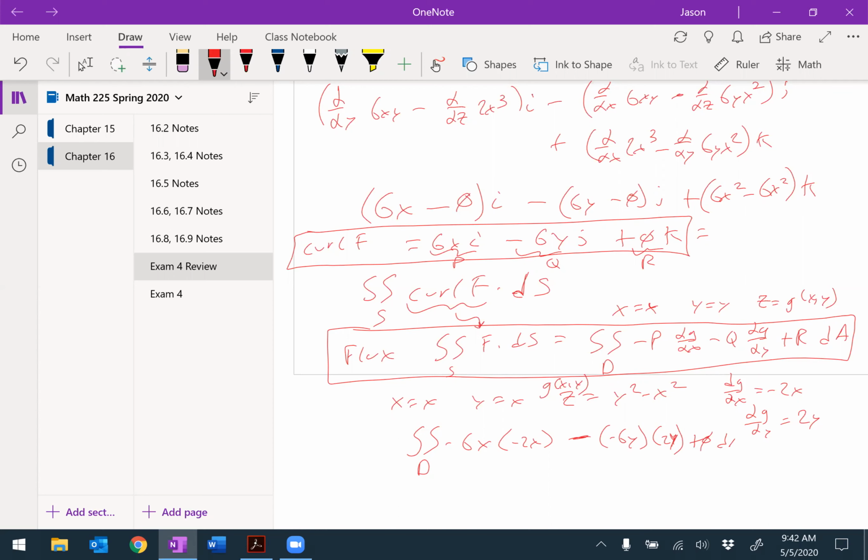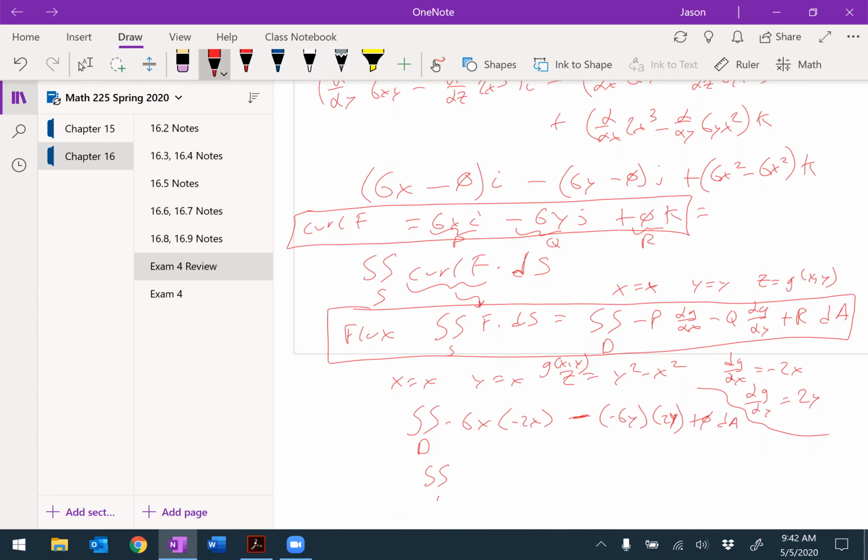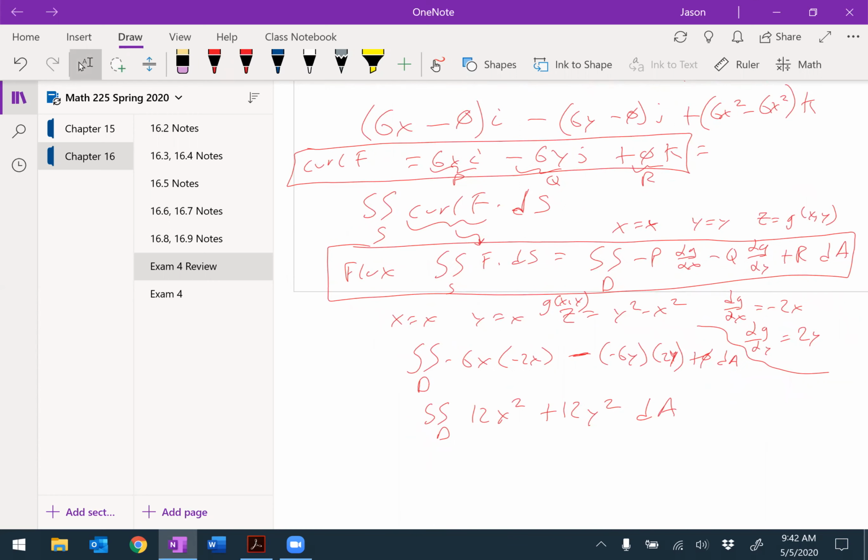Okay, that's kind of getting bunched together, but you get the idea. So now I'm just going to multiply this together. So this becomes 12x squared plus 12y squared dA. Well, that's kind of nice. Why is that nice? Because what's our D? What's our projection in the xy plane? Well, it's our circle of radius 5.